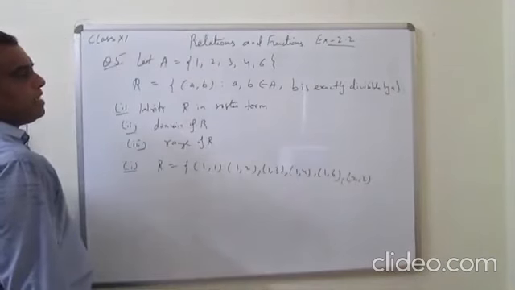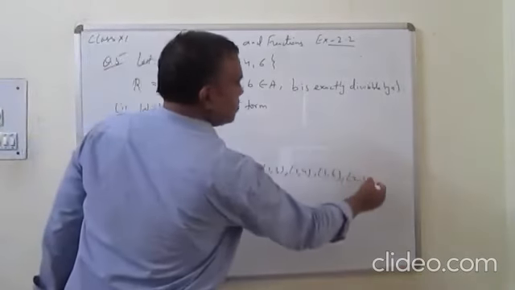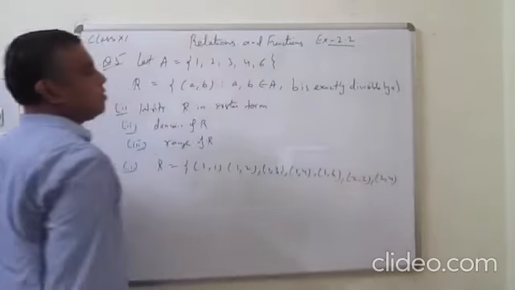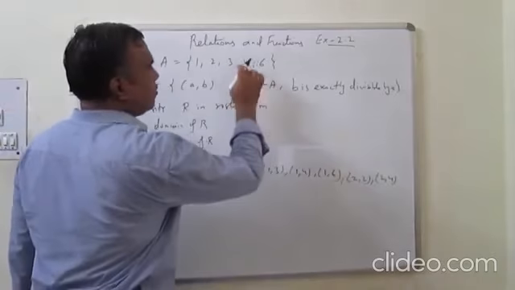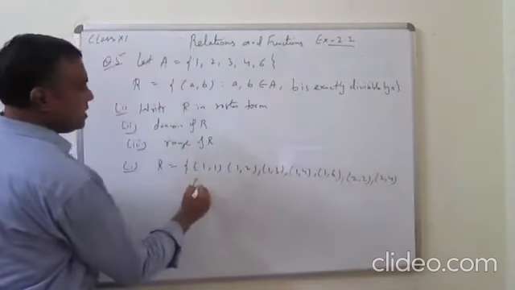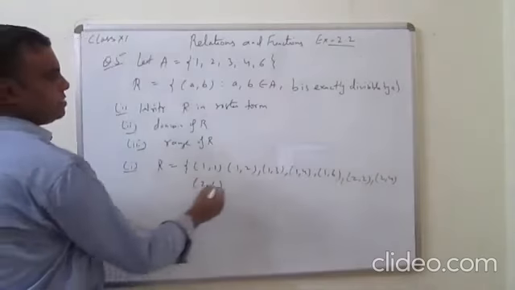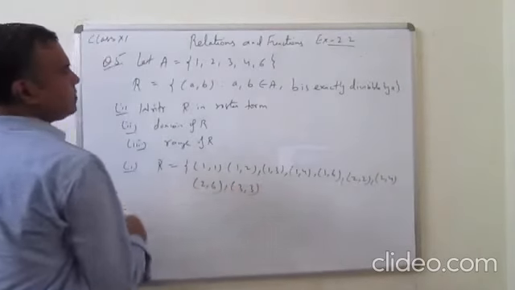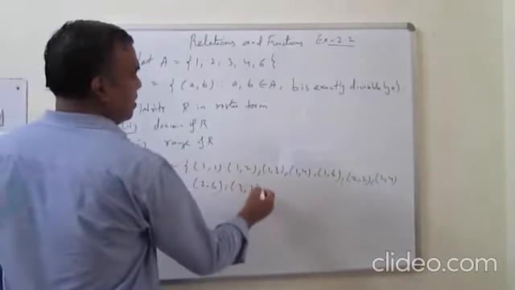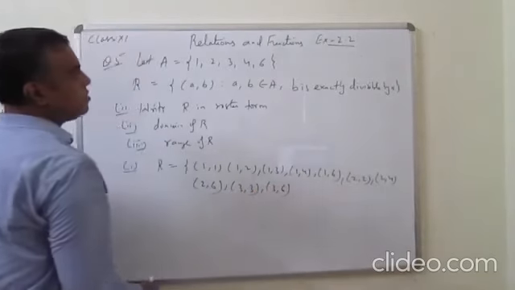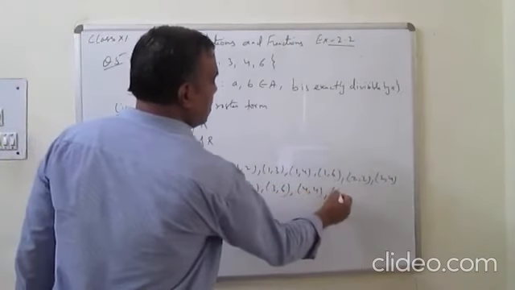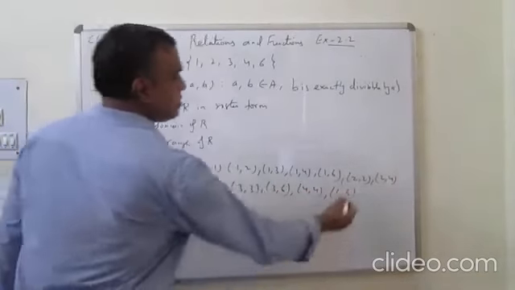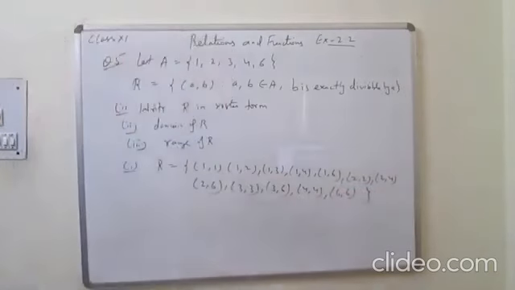Now b is exactly divisible by a. So (2, 2), (2, 4), (2, 6); (2, 3) will not be there. Then (3, 3), (3, 6); (3, 4) will not be there. Then (4, 4), and (6, 6). So these are the elements where the second is divisible by the first.